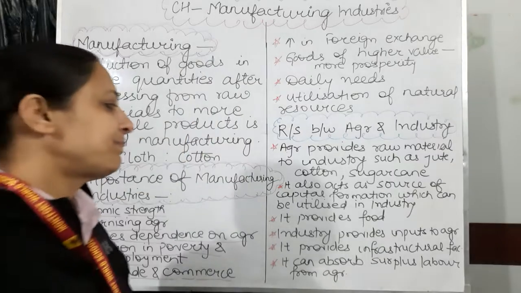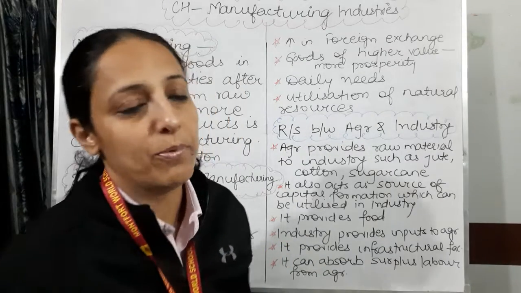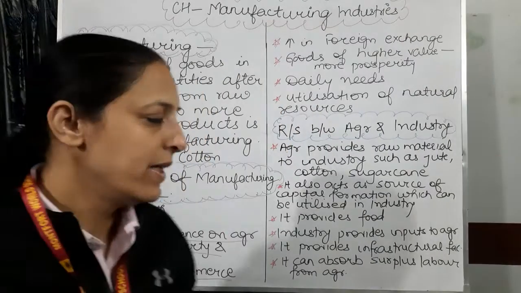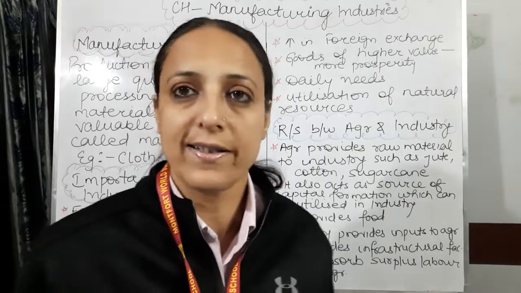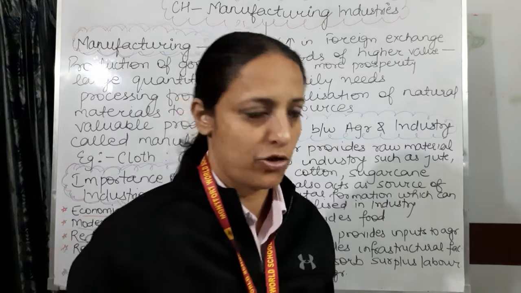Next, agriculture, as you know, provides food to all, whether they are industrial workers or any common people, the citizens of the country. So it provides food and self-sufficiency. We are self-sufficient in food grain production.